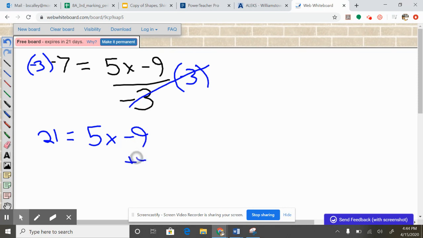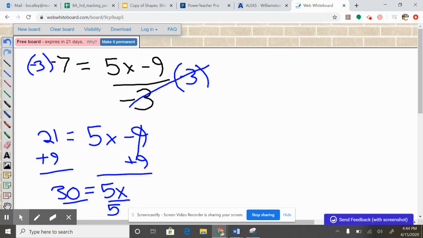I should be able to add 9 to both sides. We got 30 is equal to 5x. And divide both sides by 5. I'm running out of room, but I should get x equals 6.